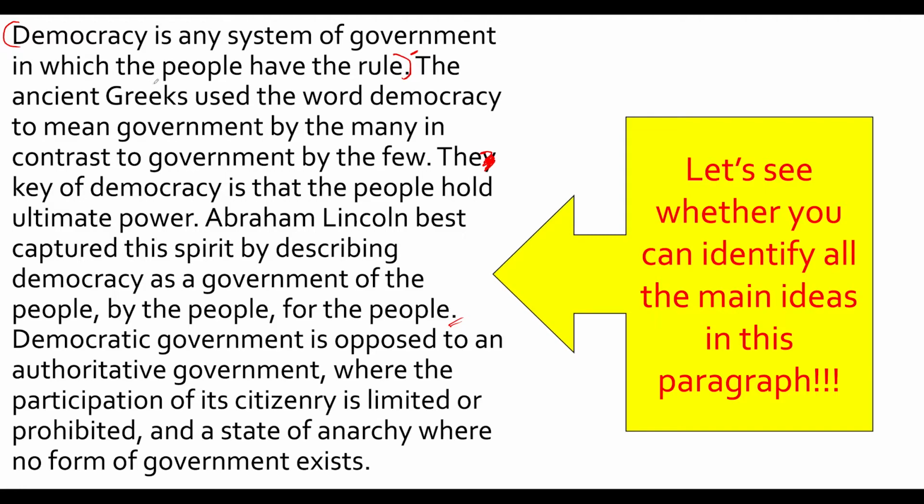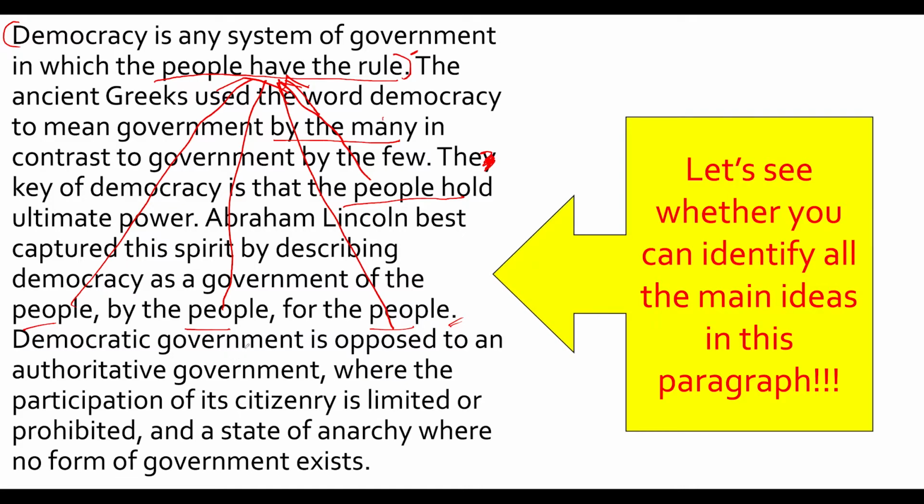If I look at it, one of the keywords here is people. People have the rule. The ancient Greeks used the word democracy to mean government by the many. When we say by the many, we definitely mean people. The key of democracy is that people hold ultimate power. So people hold ultimate power. Again, we are reflecting upon the same information. Abraham Lincoln best captured this spirit by describing democracy as a government of the people, by the people, for the people. In all the cases, it is going back to reflect on the first sentence, which is, as we know, our main idea by now.